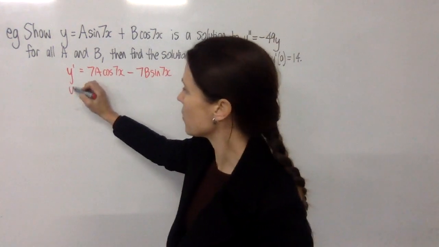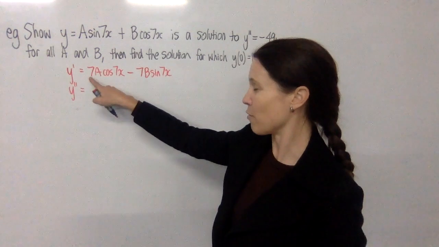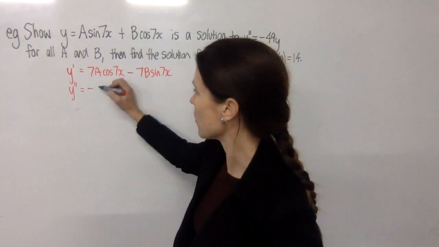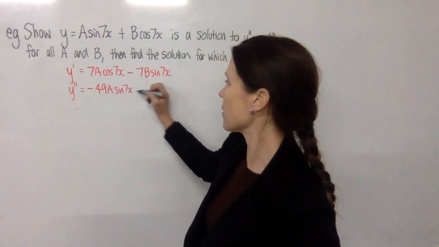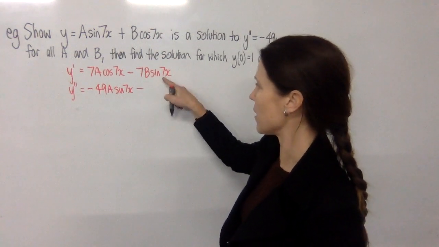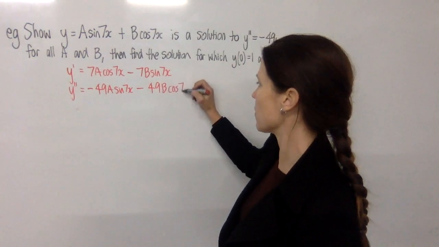And now we can differentiate again. So the 7 will need to come out again to make 49 out here, but cos differentiates to minus sine, so it's going to be minus 49a sine 7x. And here, sine differentiates to cos, so the sine will stay the same. 7 needs to come out, 49b cos 7x.